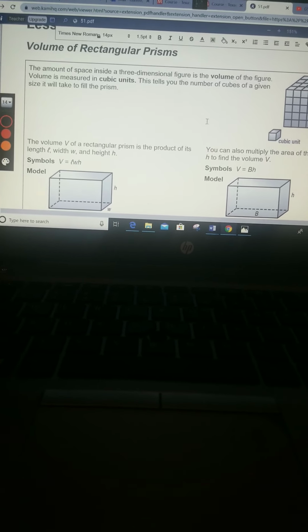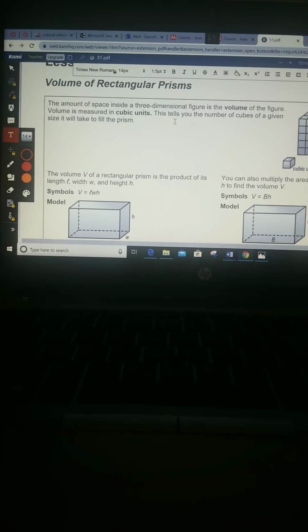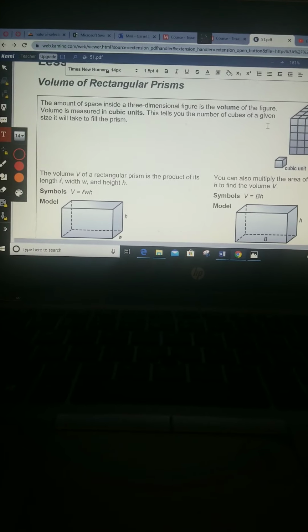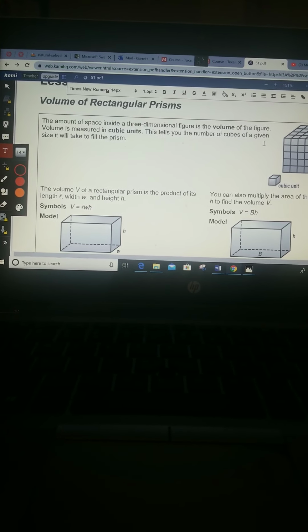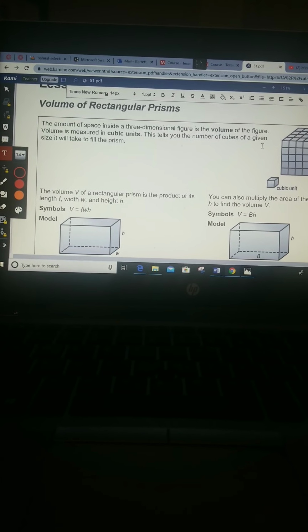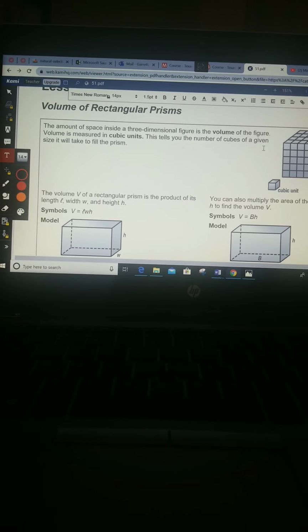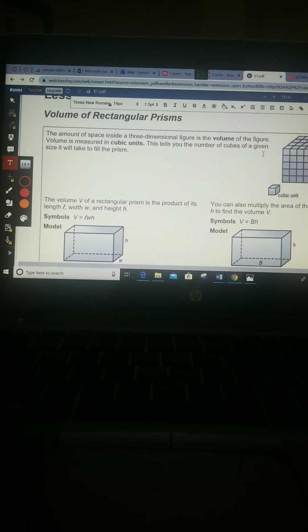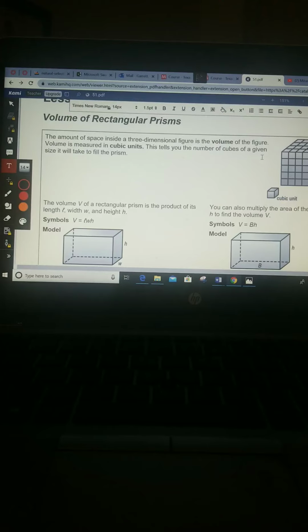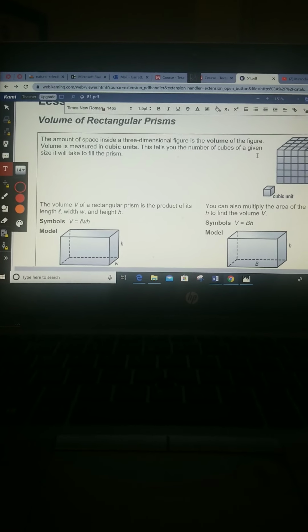Okay, we're going to talk about volume of prisms. So volume of rectangular prisms: the amount of space inside a three-dimensional figure is the volume of the figure. Volume is measured in cubic units because you're measuring the length times the width times the height. It is a three-dimensional figure, therefore it is in cubic units.